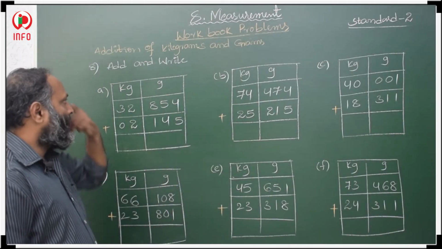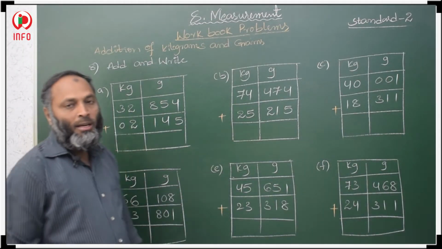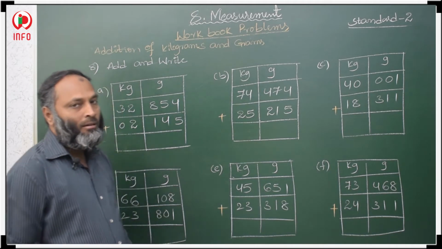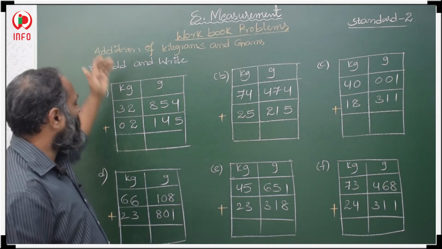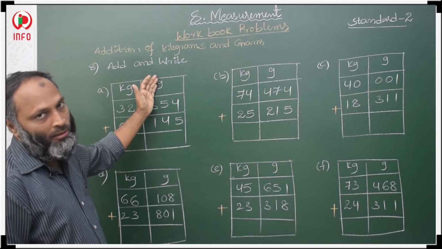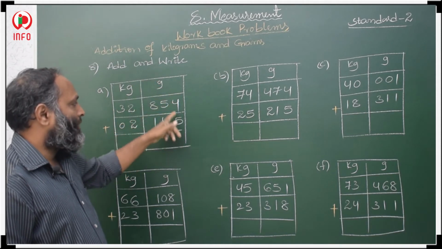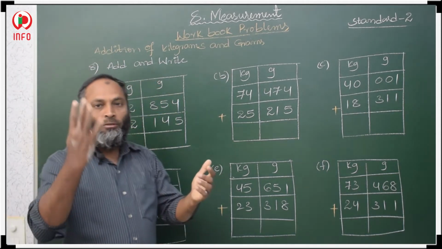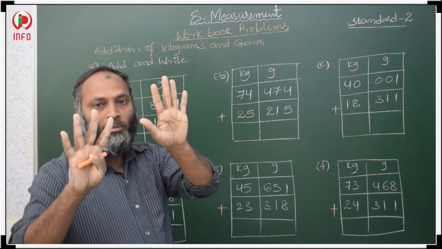Now next, addition of kilograms and grams. Kilograms and grams we have to add. Now here, how to add? First we have to add grams, the smaller units. The extreme right digit, we have to add 4 plus 5. 4 plus 5, 9.